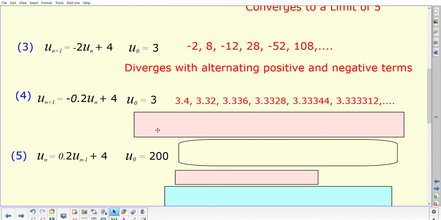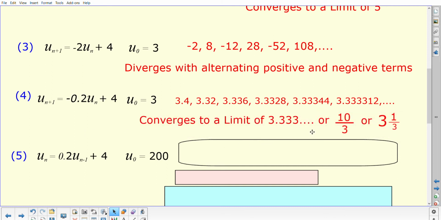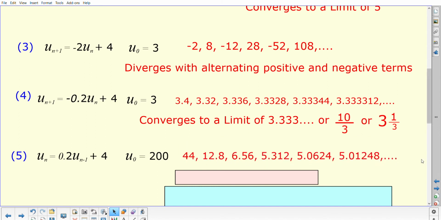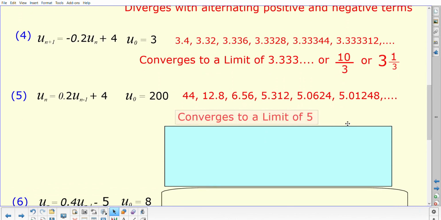And what happens with this one is that, again, if you keep pressing equals, equals, equals, it converges to a limit. Your calculator will possibly end up at 10/3. That's the same thing as 3 1/3, or you might only get it as far as 3.333 with all the 3's. So, but it does arrive at a limit value.